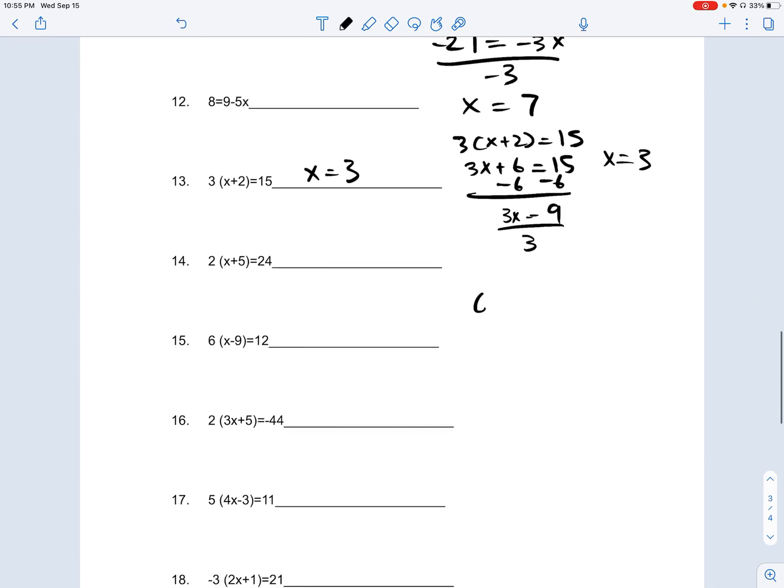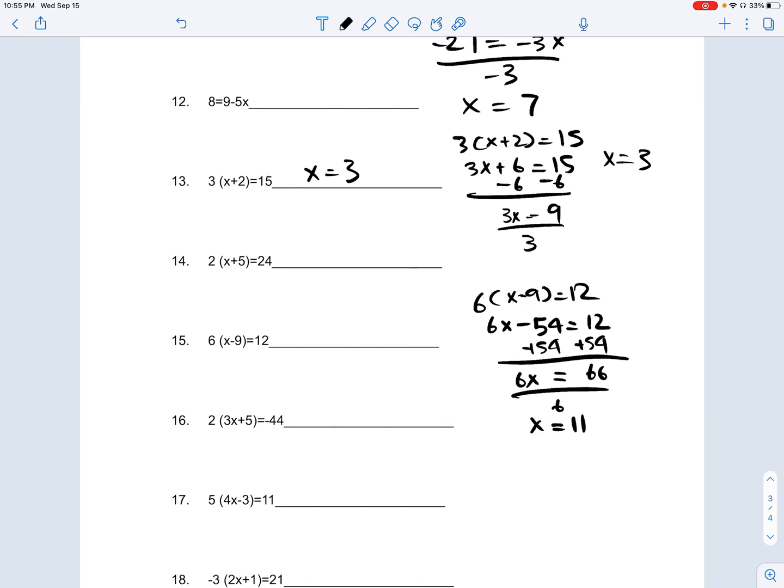Moving on. 6 times x minus 9 is equal to 12. You distribute the 6 to the x and the negative 9, which gives you 6x minus 54 is equal to 12. You add 54 on both sides, and you get 66 equals 6x. Divide by 6 on both sides, and you get x is equal to 11.